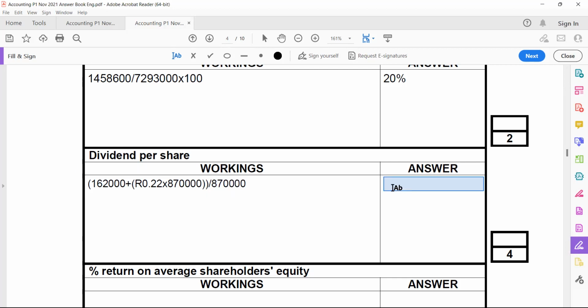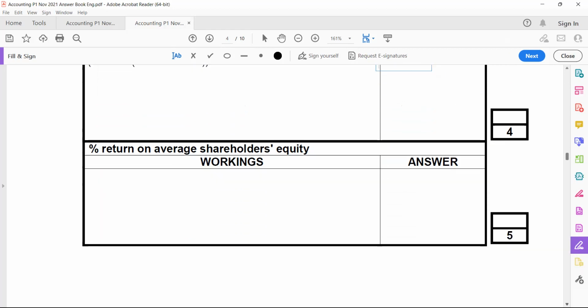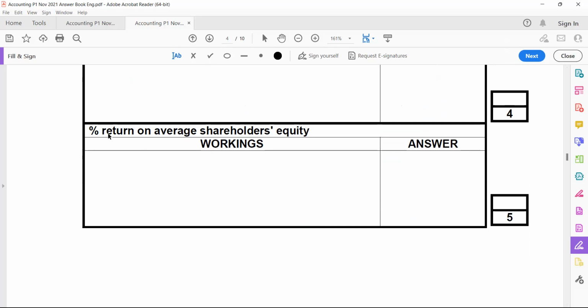And your answer, please make it in cents. So it's 40 cents per share. Dividends per share and earnings per share are usually given in cents. Okay. Percentage return on average shareholders' equity.